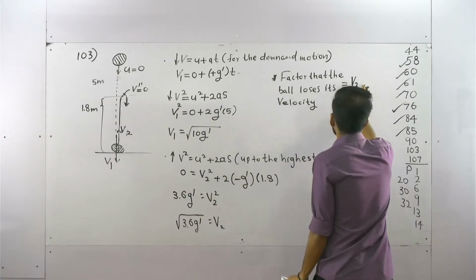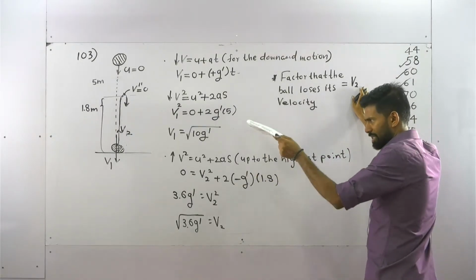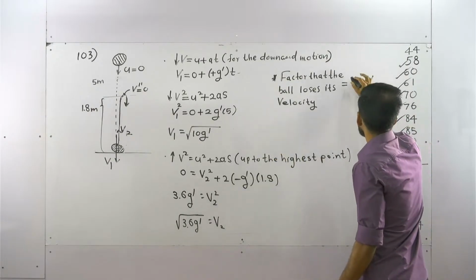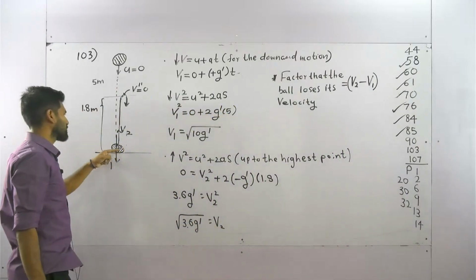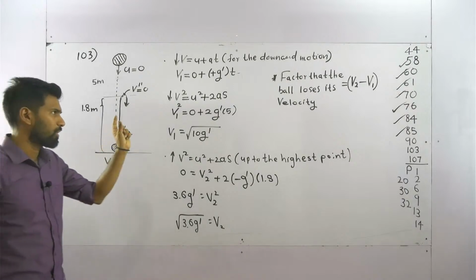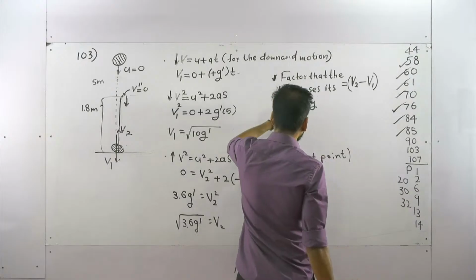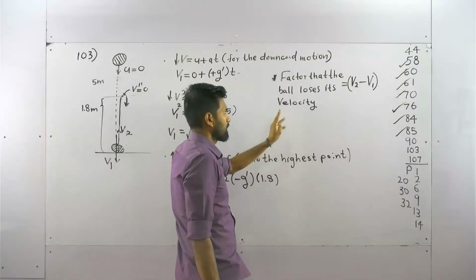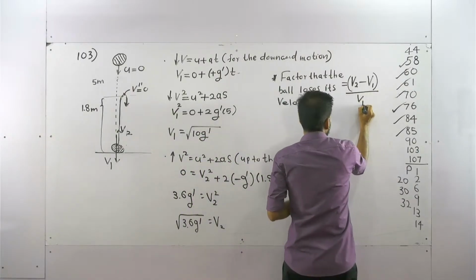The initial velocity is the velocity with which it hits the ground, which is v1. So the velocity change is v2 minus v1. It bounces back with the velocity v2 and hits the ground with the velocity v1, so the velocity difference is v2 minus v1. But to find the factor, the ratio by which the ball loses its velocity, we take the difference divided by the initial value. This is what they ask.